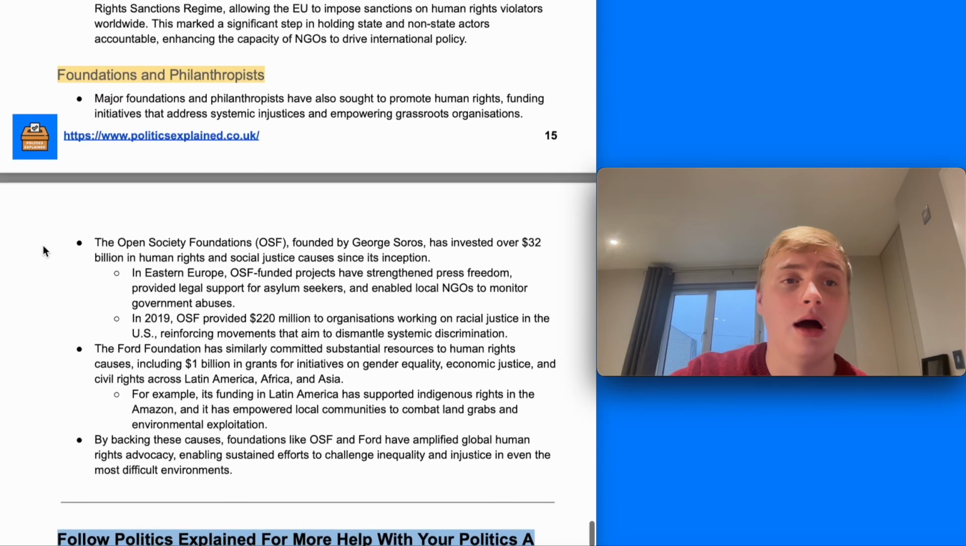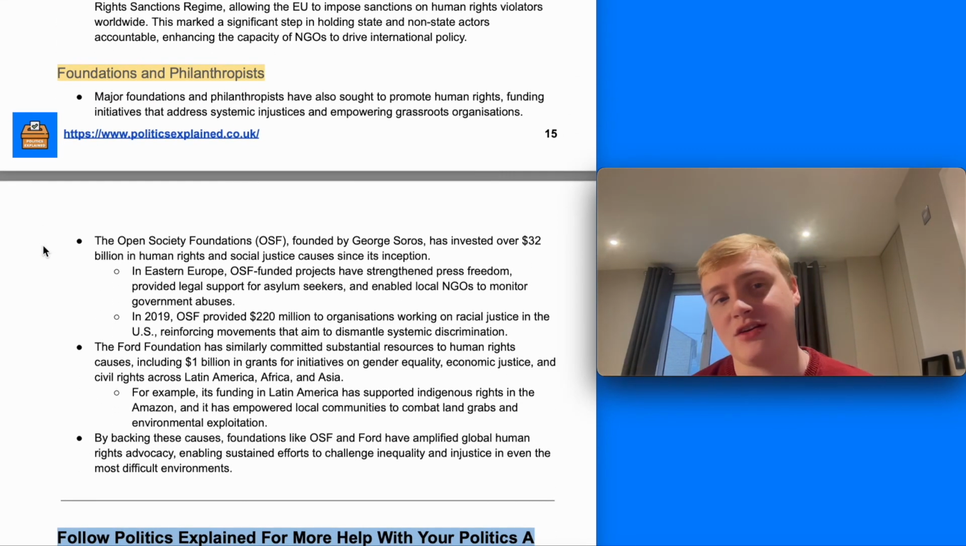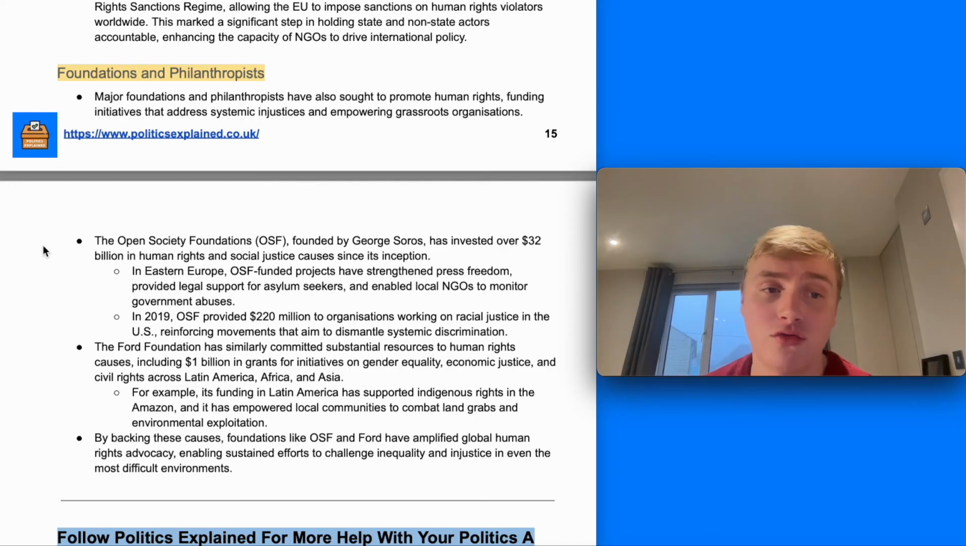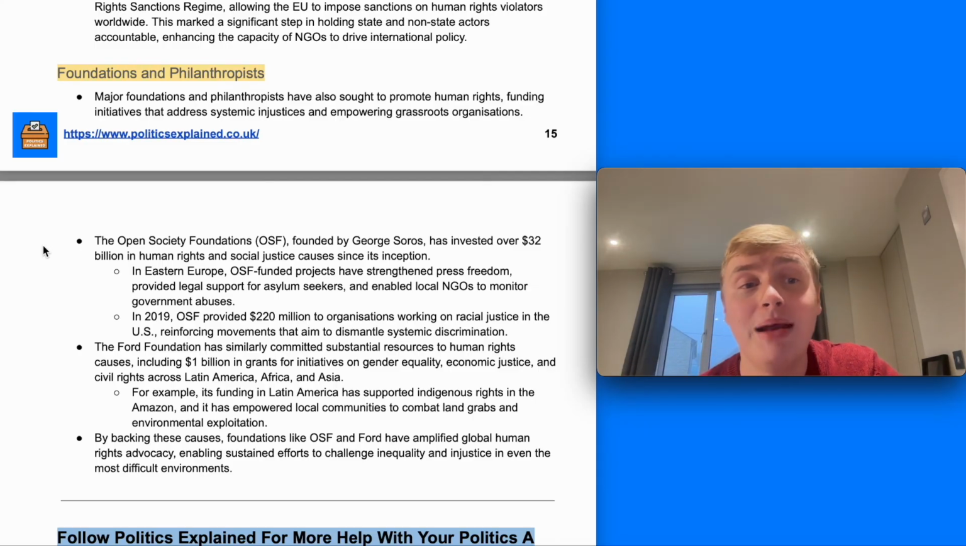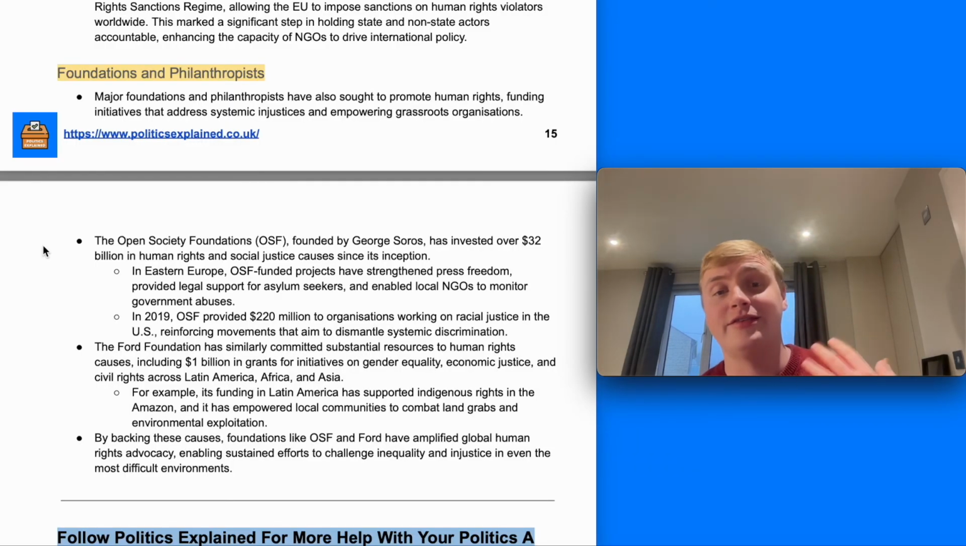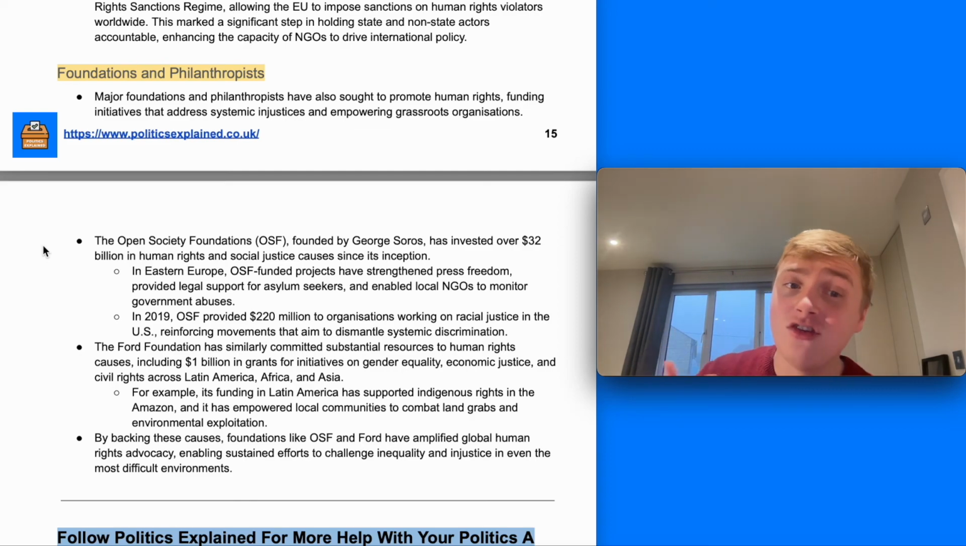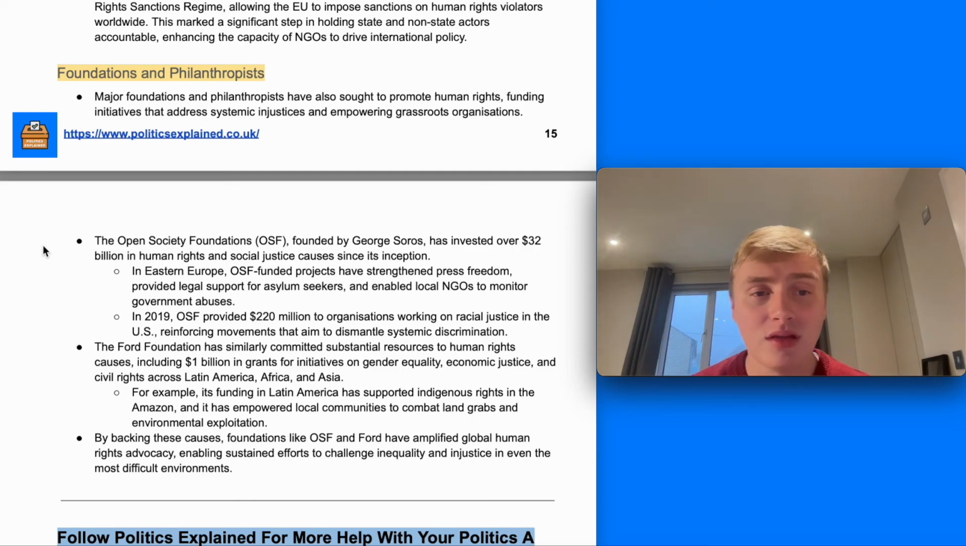Another key group that plays a role in the protection of human rights are foundations and philanthropists, which have also sought to promote human rights, funding initiatives that address systemic injustice and empowering grassroots organisations. The Open Society Foundation, for example, funded by George Soros, invested over $32 billion in human rights and social justice causes since it was founded. In Eastern Europe in particular, they focus on strengthening press freedom and providing legal support for asylum seekers.